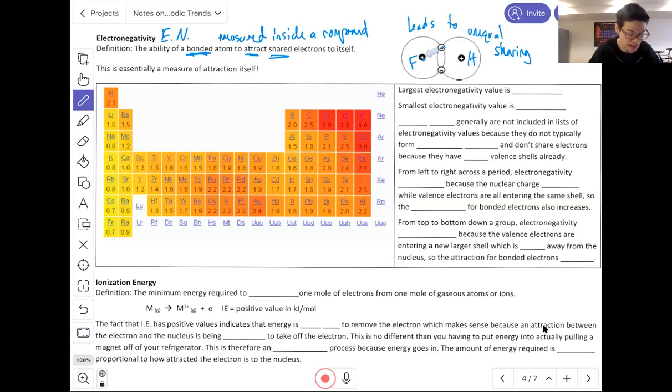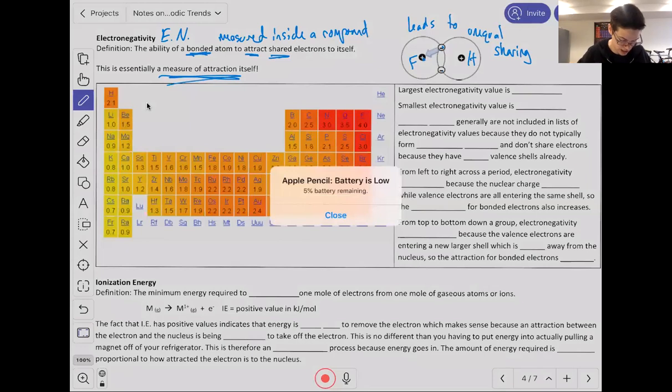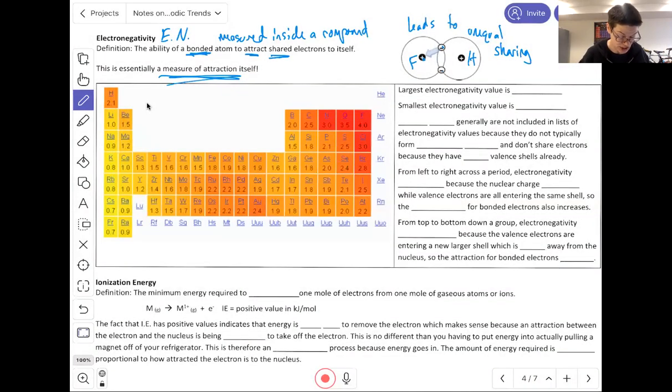Okay, so electronegativity is a way essentially to measure attraction itself. So it is a measurement of attraction, which makes it easier. So if we look on this diagram here, this is what we refer to as a heat map. And this heat map of electronegativity shows you who's got really high electronegativity and who's got really low electronegativity. So which element has the largest electronegativity value? Who is the brightest of the reds?